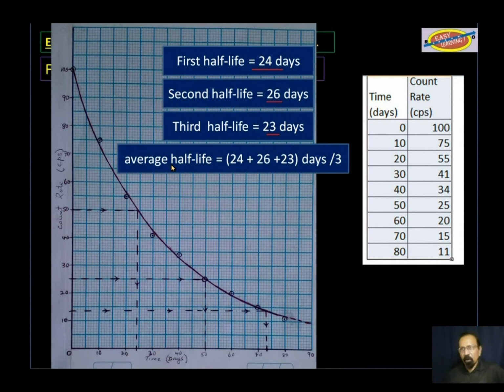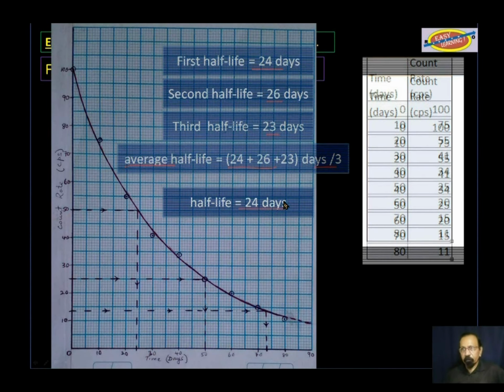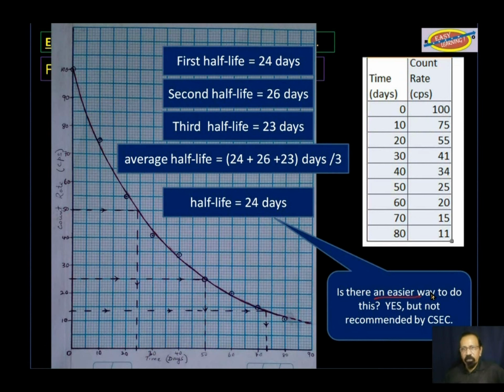So if we add all of those and we divide by 3, we will get the average half-life, and that will be used as the half-life of this radioactive source. Half-life is 24 days. Now, is there an easier way to do this? The answer is yes, but it is not recommended by CSEC in this graph, though we were using that when we were dealing with radiometric dating.